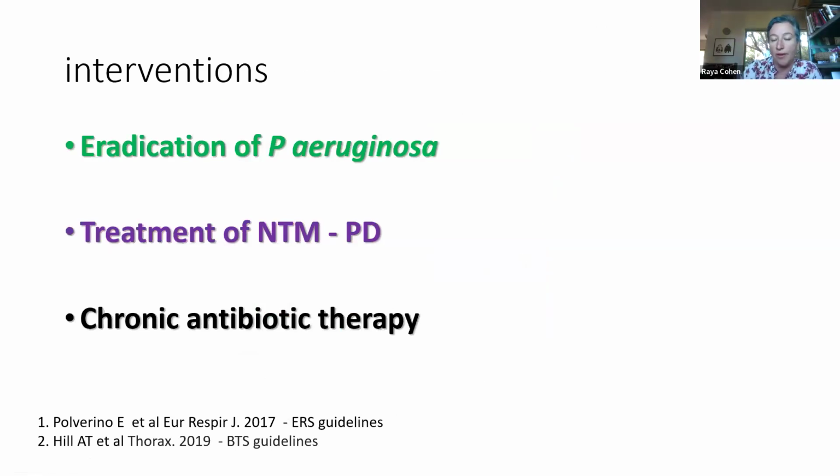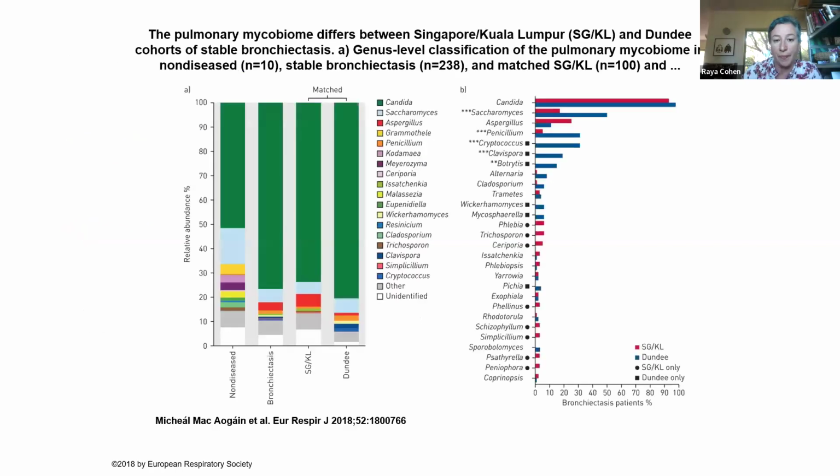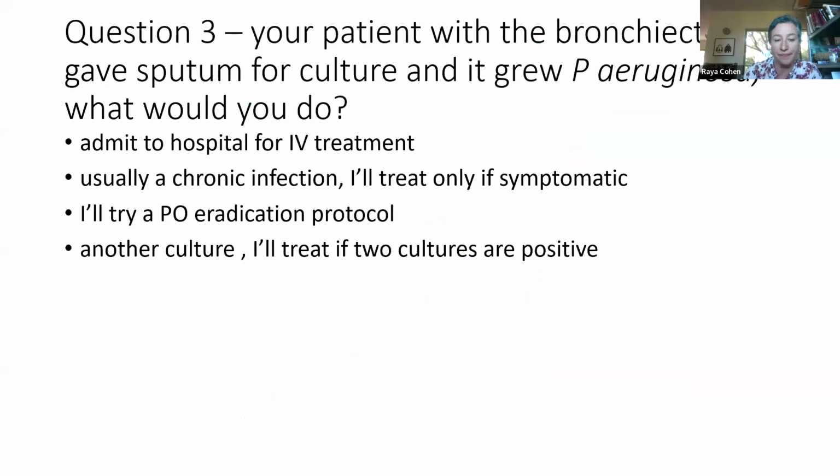Okay, so what are the interventions we can do for our patients regarding the stable microbiome? We'll talk about three major interventions: eradication of Pseudomonas aeruginosa, treatment of non-TB Mycobacteria pulmonary disease, and chronic antibiotic therapy. Okay, so I'd like to continue to another question.